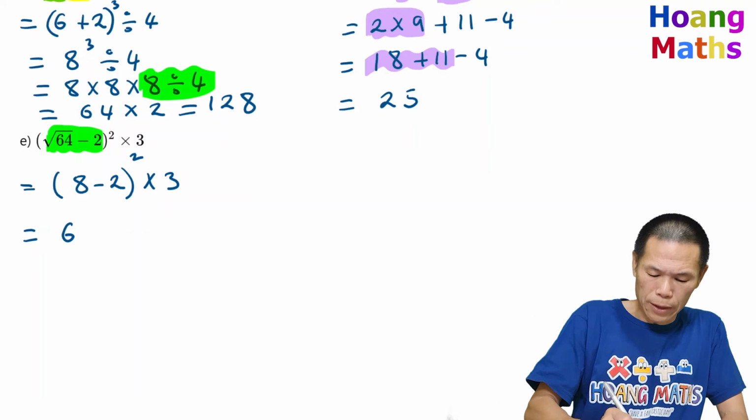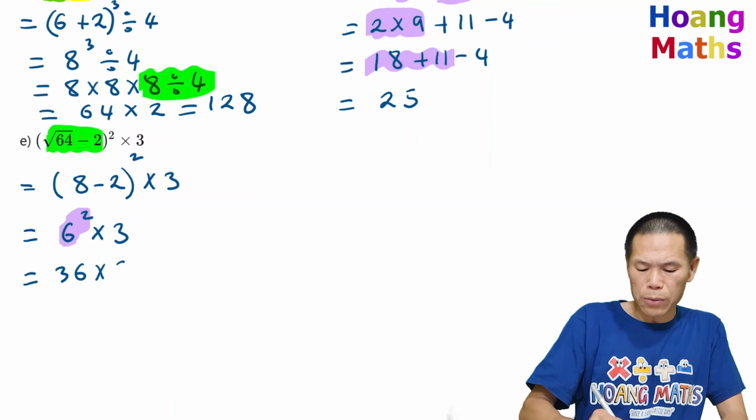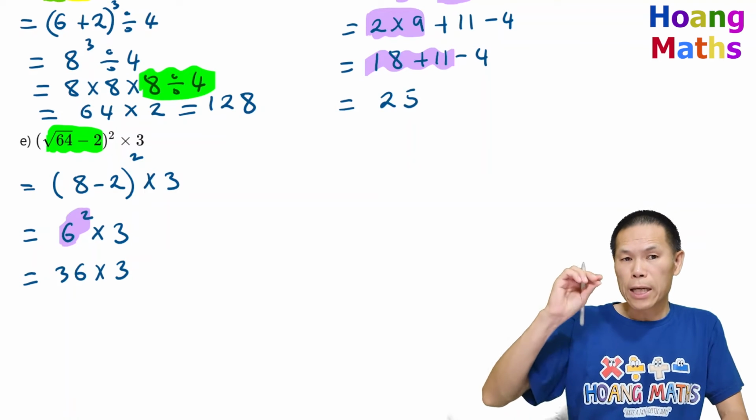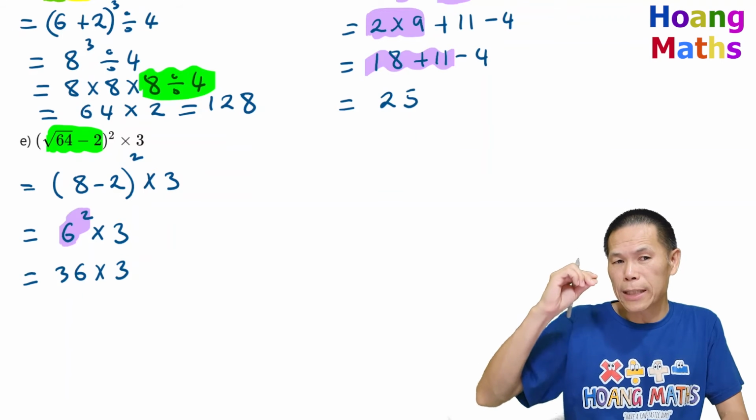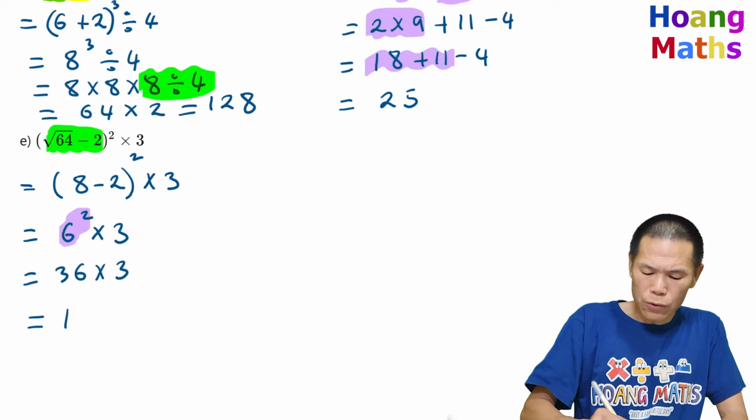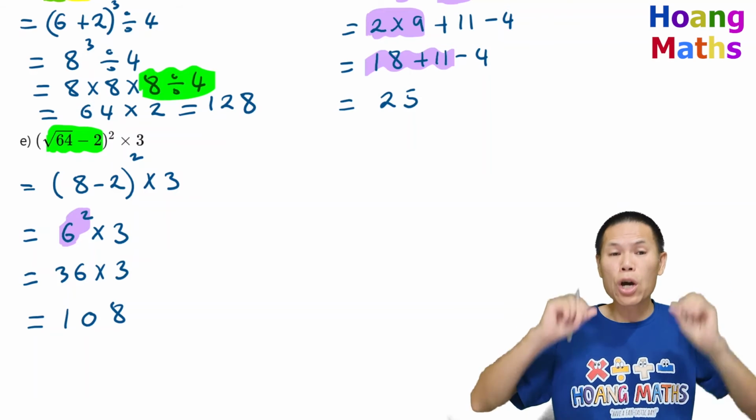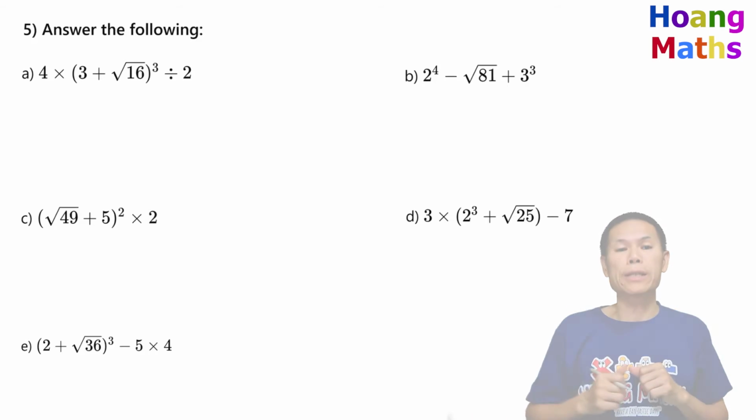Let me just write this down first. 6 squared, we times 3. And 6 squared is 36. So 36 and we times 3. So 36 times 3: 30 times 3 is 90, 6 times 3 is 18. So therefore 90 plus 18 is 108. Otherwise you can just work it out manually. So 108. So there you go. And I hope you got it correct too. Please stop the video and try this one yourself.